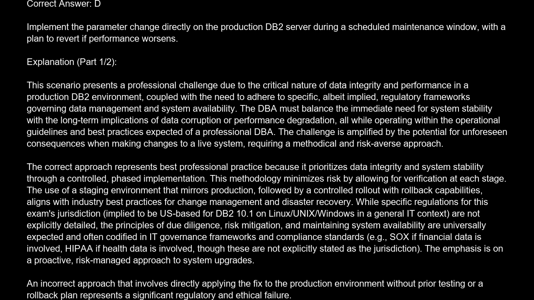The challenge is amplified by the potential for unforeseen consequences when making changes to a live system, requiring a methodical and risk-averse approach. The correct approach represents best professional practice because it prioritizes data integrity and system stability through a controlled, phased implementation. This methodology minimizes risk by allowing for verification at each stage.